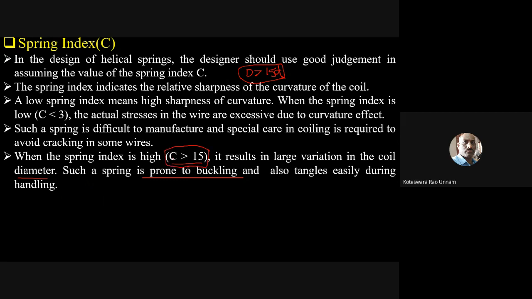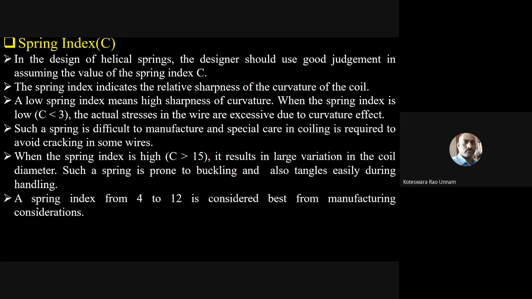The problem with a spring having a spring index of more than 15 is that it is easily buckled. The spring is going to buckle under very small load. So therefore, the spring index cannot be more than 15 for any spring. Then, practically, a spring index ranging from 4 to 12 is considered best from the manufacturing considerations.